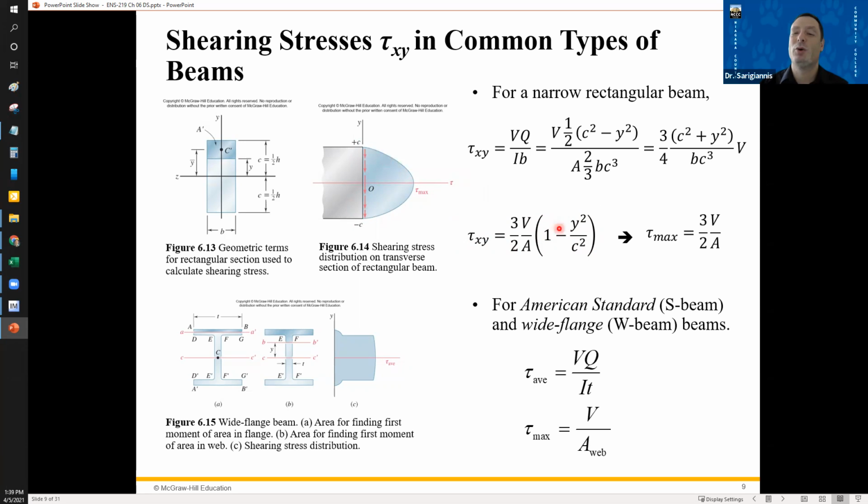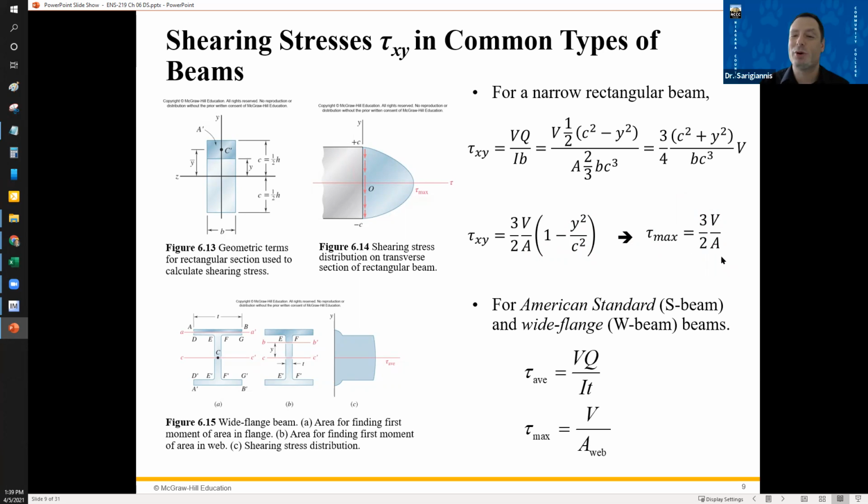However, as your y decreases, as you get closer to the neutral axis, this term becomes smaller and smaller. So you approach, at y equals 0, tau max is 3/2 V over A, which is just your shear divided by your area, times 3/2.